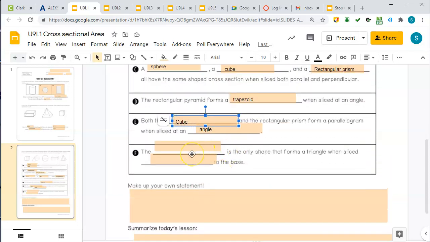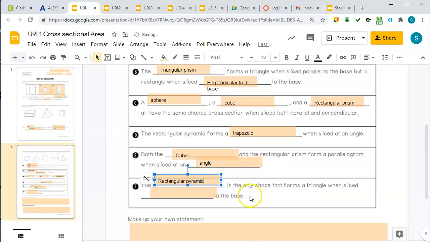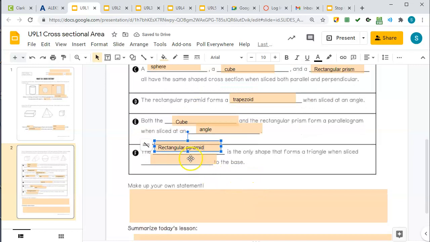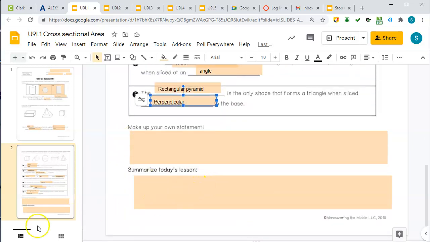Alright, and the rectangular pyramid is the only shape that forms triangles when sliced perpendicular to the base. Go ahead and try to make a statement that would also be true, and then summarize what you learned today.